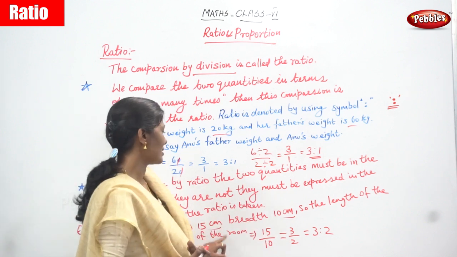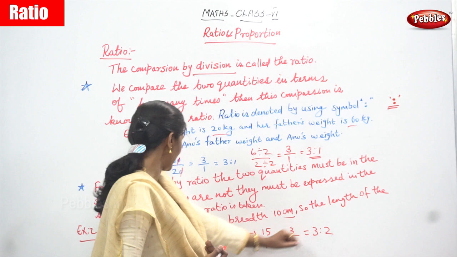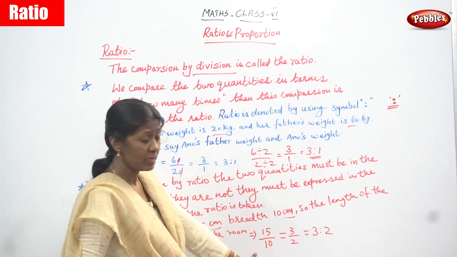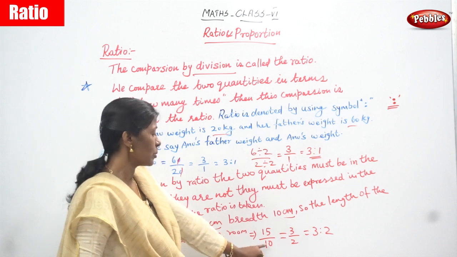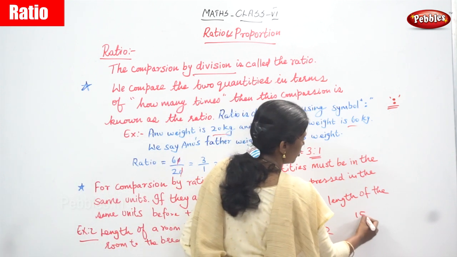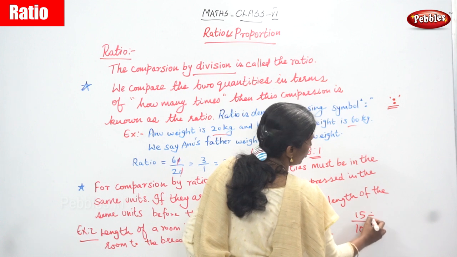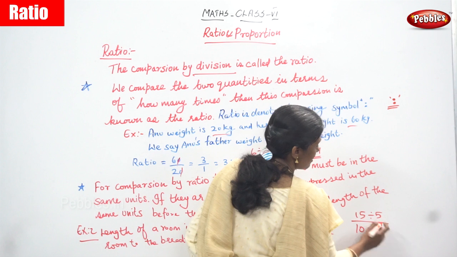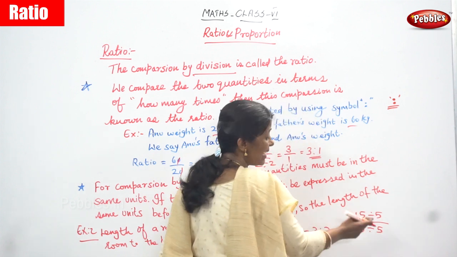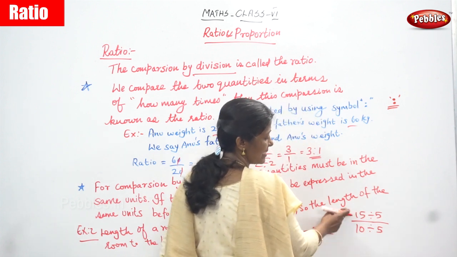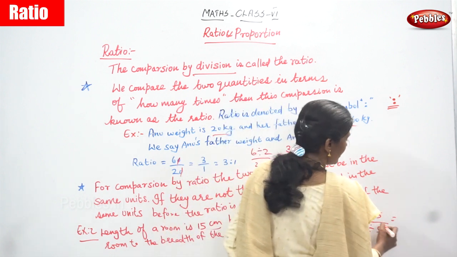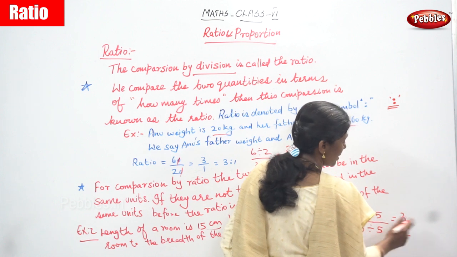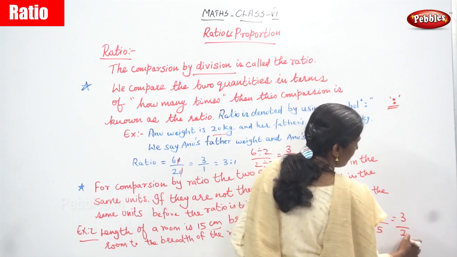So the length of the room is 15 centimeters and the breadth is 10 centimeters. The length of the room to the breadth of the room is 15 divided by 10. What are we going to do? Both numbers are simplified by dividing by 5. The numerator is divided by 5 and the denominator is also divided by 5. This is the length and this is the breadth. 15 divided by 5 you get 3, and 10 divided by 5 you get 2. So 3 divided by 2.